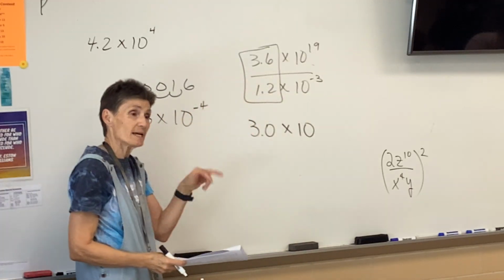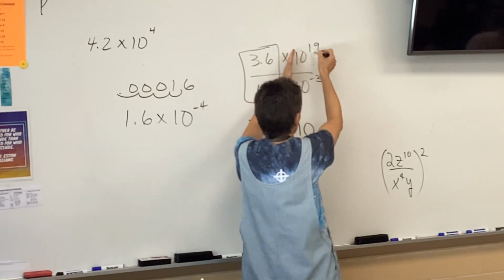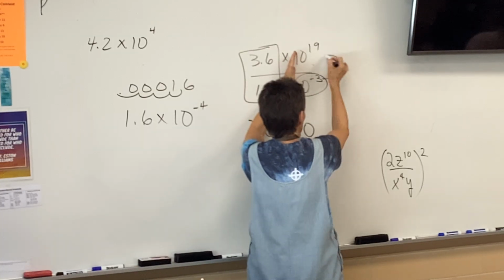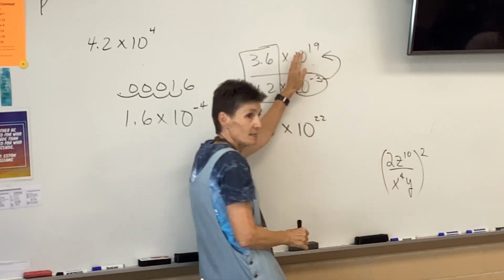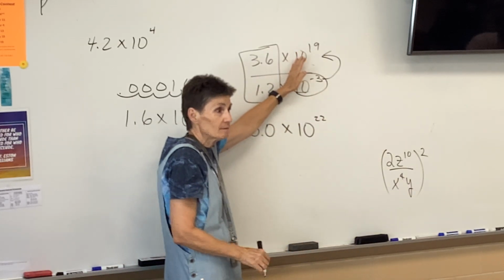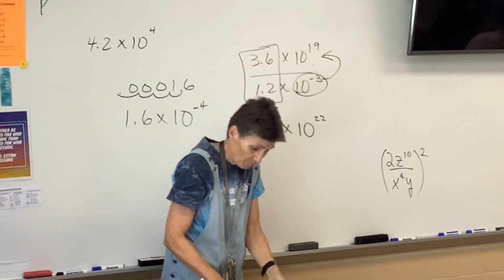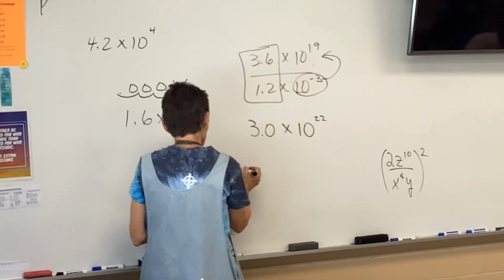Now let's look at the tens. Well, I have 10 to the 19th over 10 to the negative 3rd. Don't these have to go to the top? So that's going to be times 10 to the 22nd. That was easy. Let's try the next one. What are you going to do here?